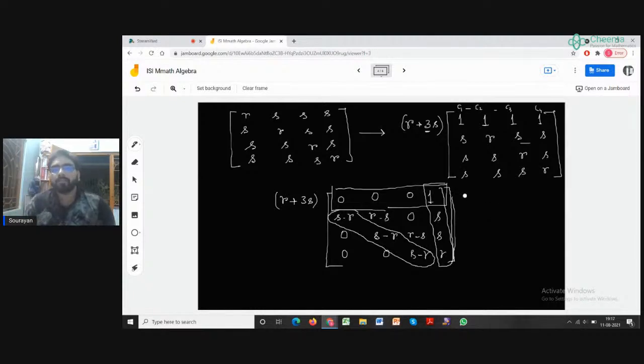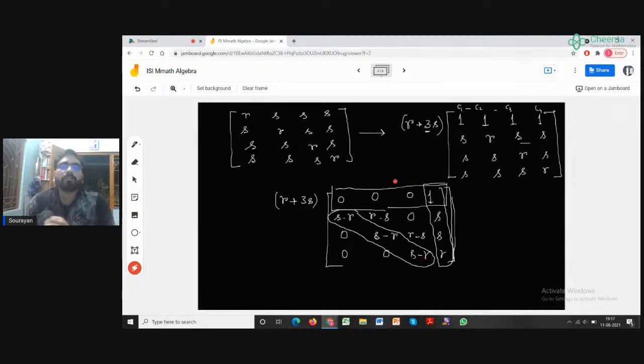So then only the last column will survive, and the minor will always look like this: an upper triangular matrix where each of the diagonal elements is s minus r. Okay, so that's how you can actually compute the n cross n determinant.